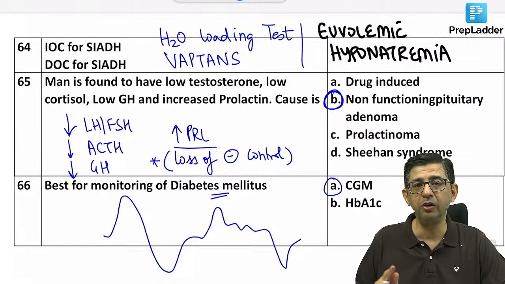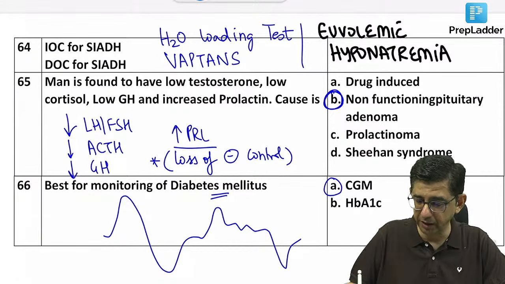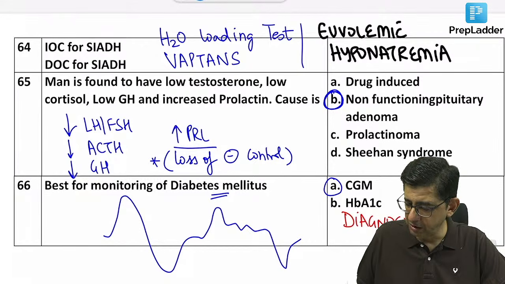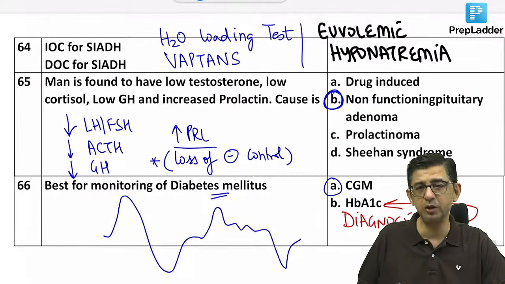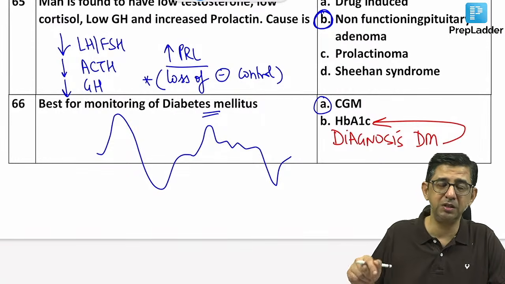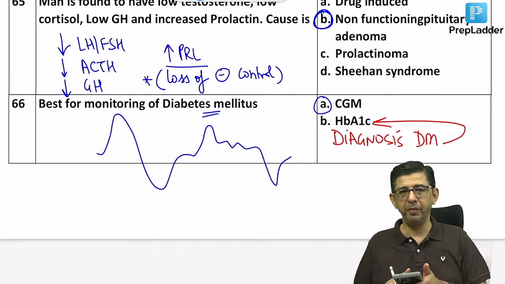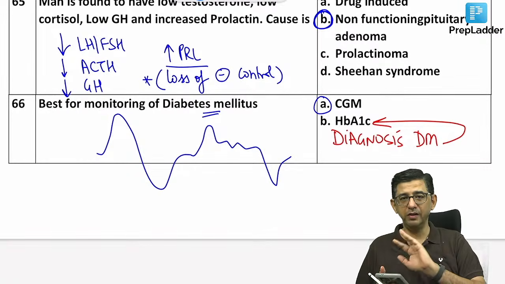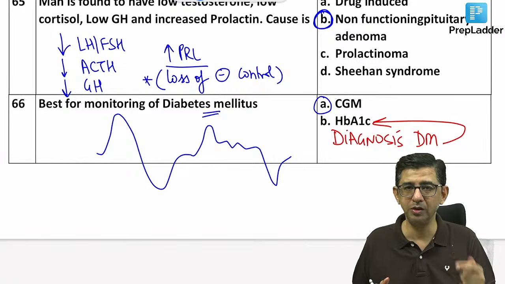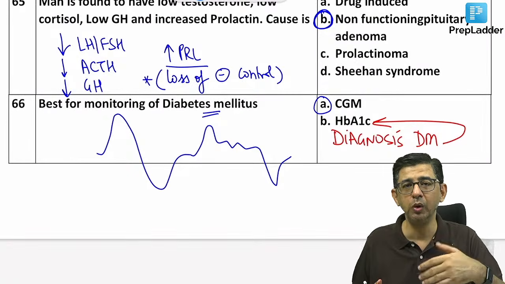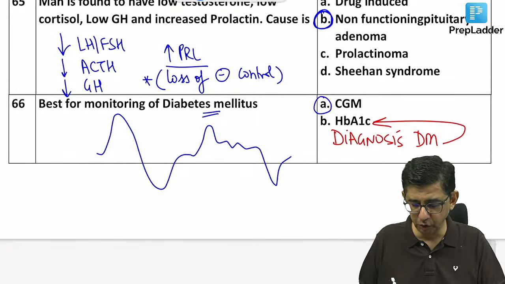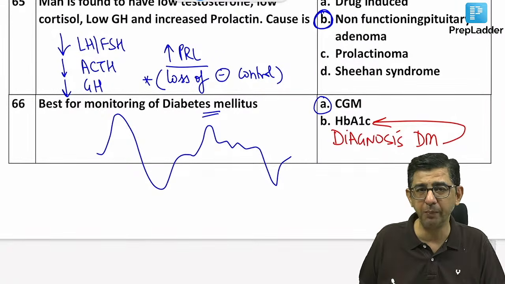See, the question is not on diagnosis. I said that already, the patient is already diagnosed. If the question said what is the best test for diagnosis of diabetes mellitus, obviously HbA1c values more than 6.5% is more than sufficient. But the question is asking regarding monitoring of diabetes mellitus. Mark my words there. The question is not on diagnosis of diabetes. It is for monitoring of diabetes mellitus. Diagnosis is HbA1c, and when it comes to monitoring, then it is continuous glucose monitoring, where the sugar will become more and less, and both can be picked up.